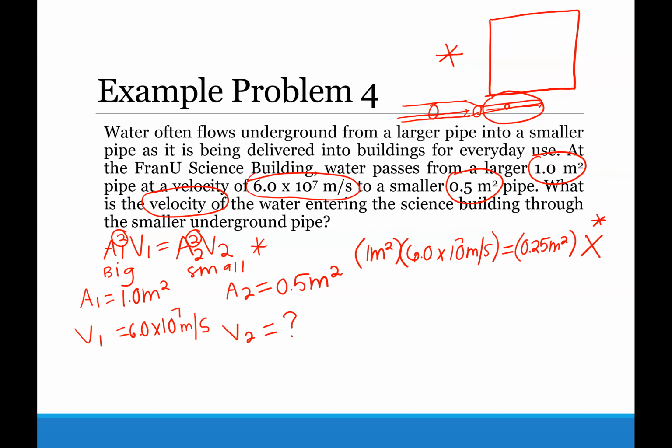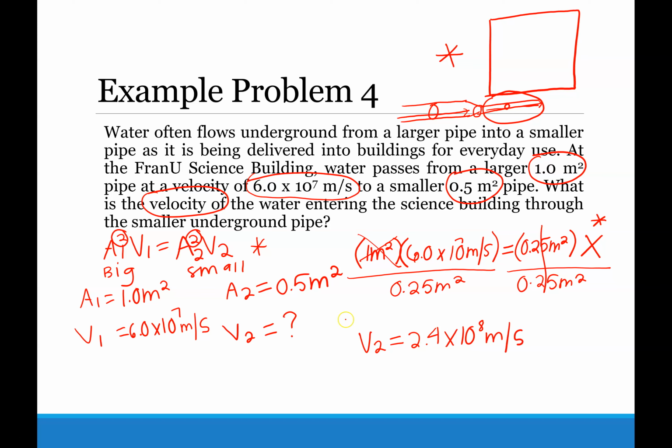So to get X by itself on this side of the equation, we have to divide by 0.25 meters squared to get that to cancel. Divided by 0.25 meters squared. 1 times anything is going to be itself, so you can pretty much cancel this out for this problem. And this turns into 6.0 times 10 to the 7th divided by 0.25, and that is going to be, in scientific notation of course, because this is a really big number, 2.4 times 10 to the 8th meters per second.